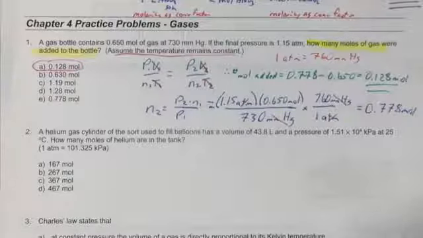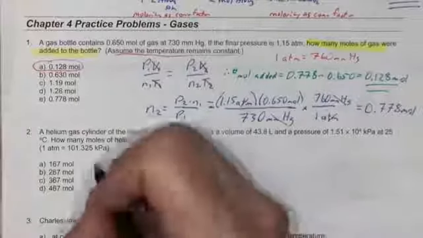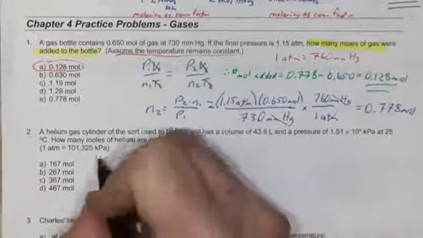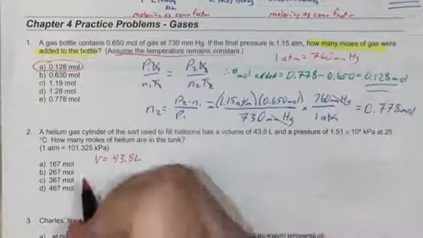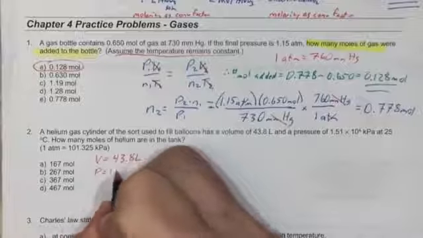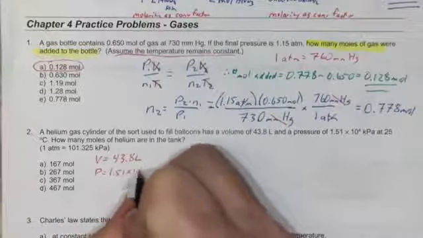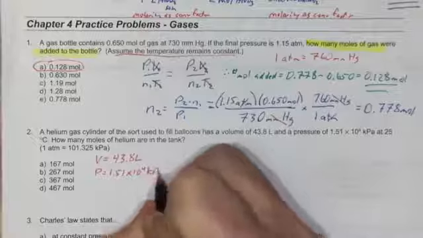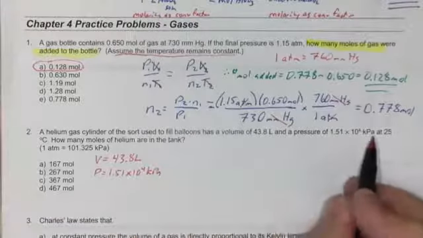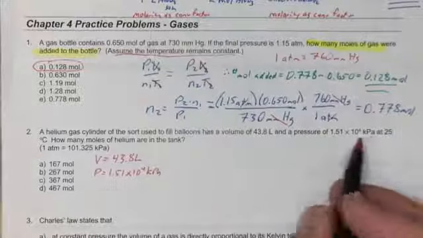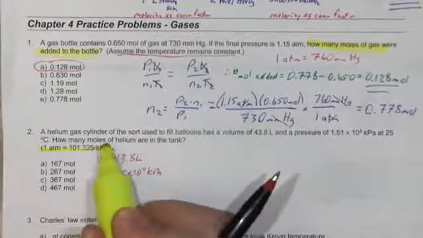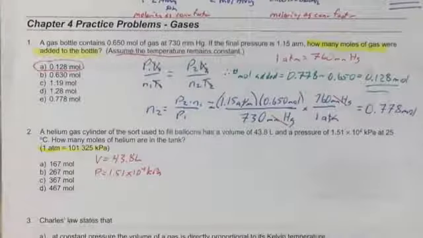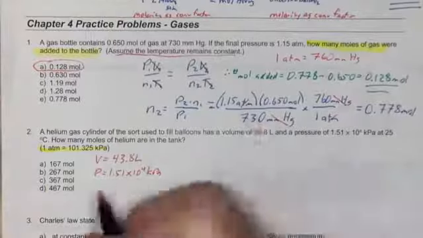Now in the next equation, let's list what we're given. We're given the volume of this cylinder, so the volume is equal to 43.8 liters. We're given the pressure in kilopascals. The pressure is equal to 1.51 times 10 to the power 4 kilopascals. Now notice, I mentioned in class, I'm not asking you to memorize the relationship between kilopascals and atmospheres, so you're given that in this problem. You're given that 1 atmosphere is 101.325 kilopascals. Always watch your units.